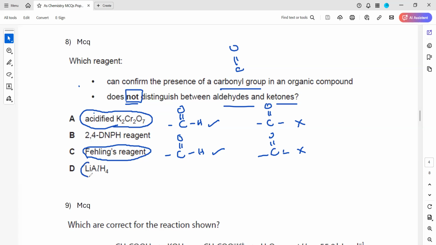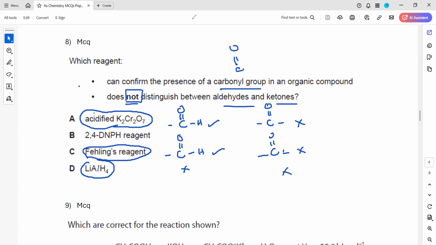Then we have lithium tetrahydridoaluminate. Lithium tetrahydridoaluminate is a reducing agent. It can reduce both an aldehyde and a ketone, but it does not confirm the presence of a carbonyl compound, because even if we have, for example, a carboxylic acid or an aldehyde, it will reduce them. So this is actually a reducing agent. It cannot confirm the presence of a carbonyl group.